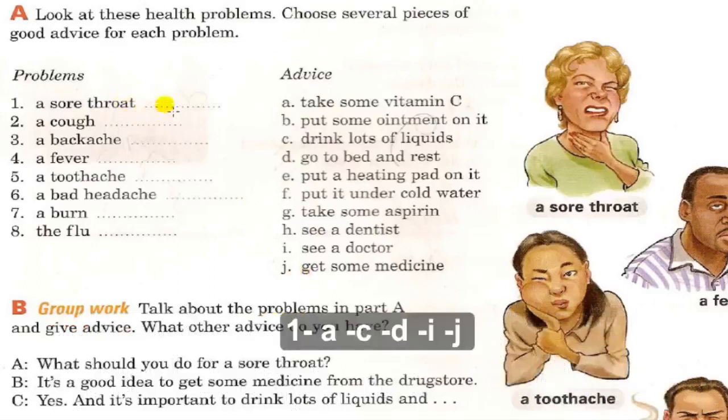Number 1, sore throat, answers A, C, D, I, J. For one exercise, you can choose 4 or 5 answers for every disease. B, a cough.